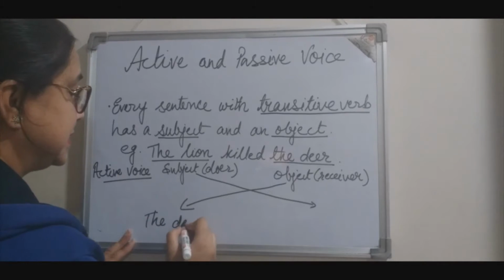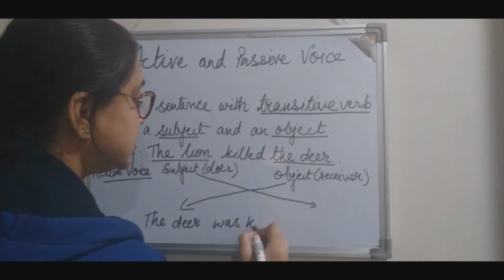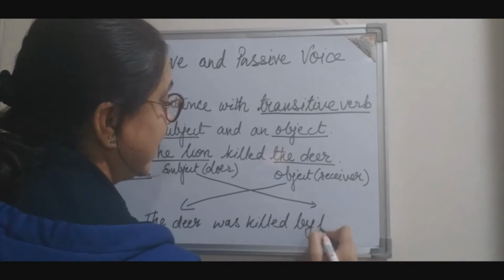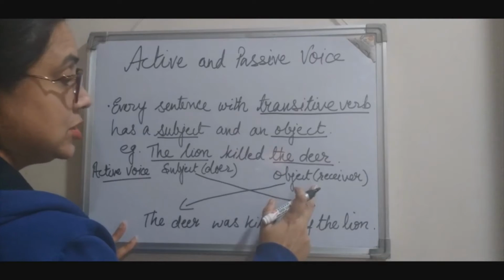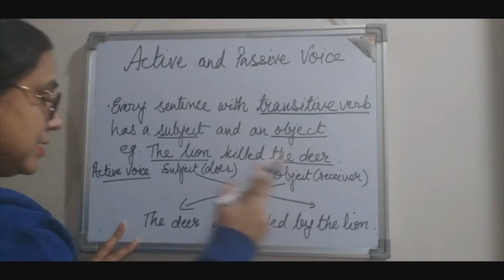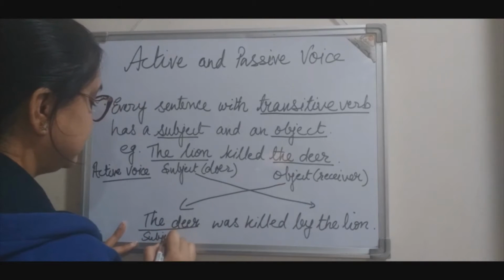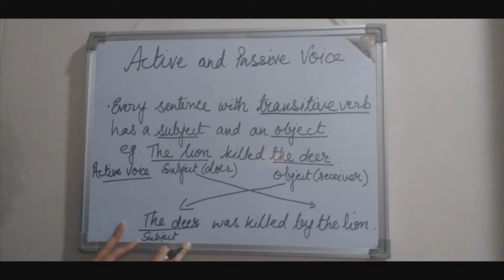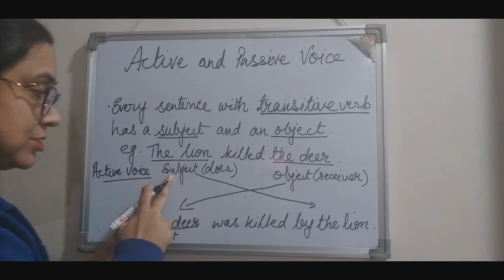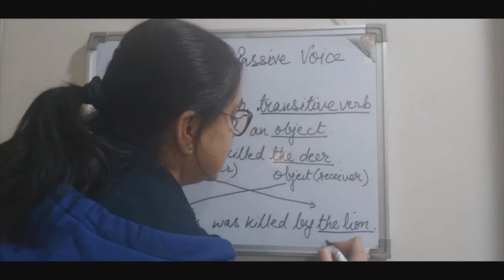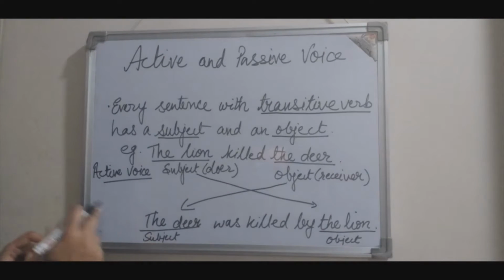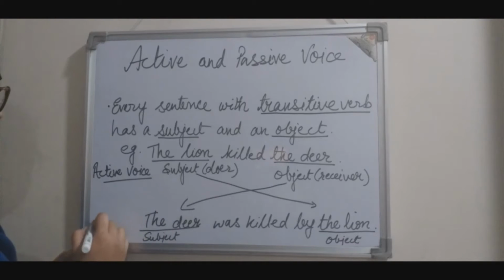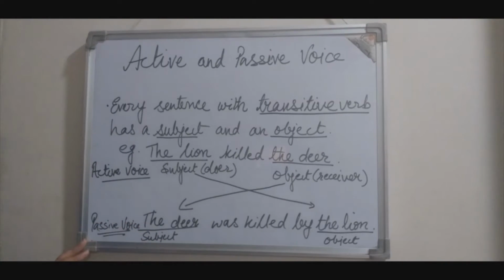The deer was killed by the lion. So in this sentence, the deer, which is the object of the active voice, becomes the subject of the passive voice. Fine? And the lion, which is the subject of the active voice, becomes the object of the passive voice, right? So now we can say here in the second sentence, the verb is in passive voice. So I hope all of you remember this.